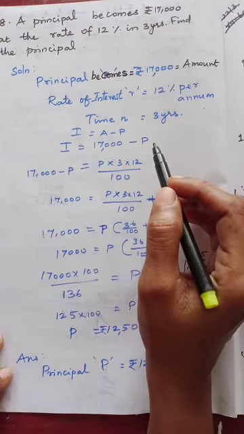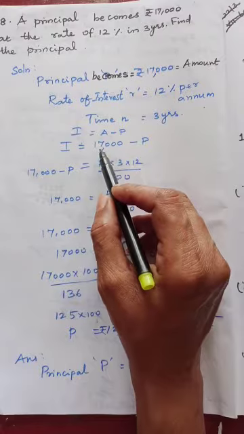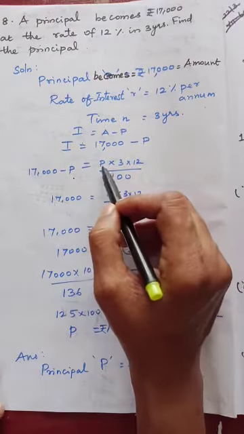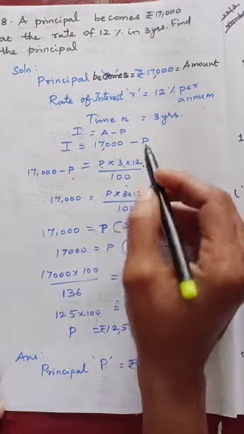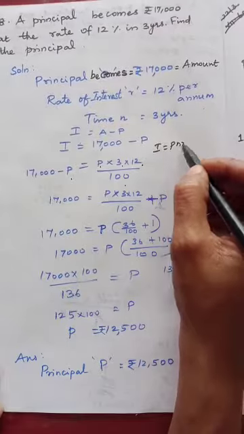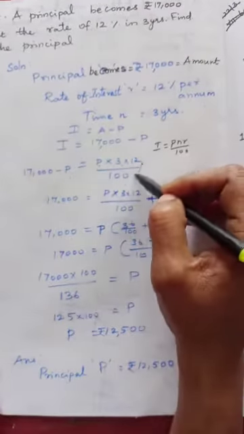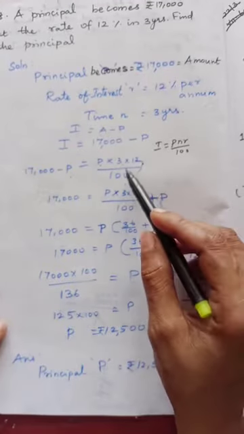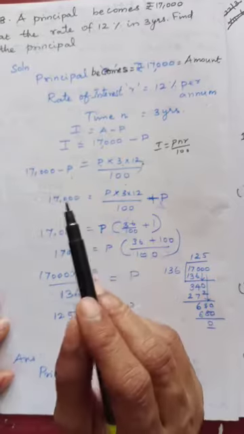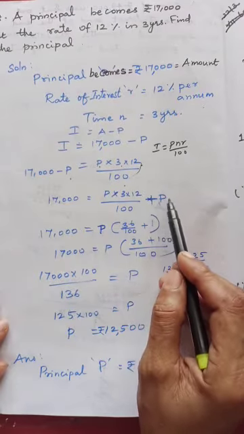So here keep 17,000. 17,000 minus P is equal to P into N into R by 100. Here write I is equal to PNR by 100. Okay. For I we are writing this. P into 3 into 12 by 100. 17,000 minus P. Now you bring this P this side. It will come as plus P.